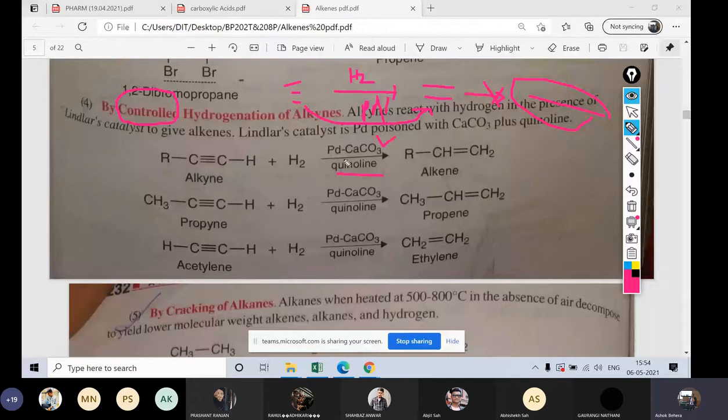This was discovered by a scientist, Lindlar. In his name, this reagent is known as Lindlar catalyst. Okay, this is one procedure. Please remember, already discussed.